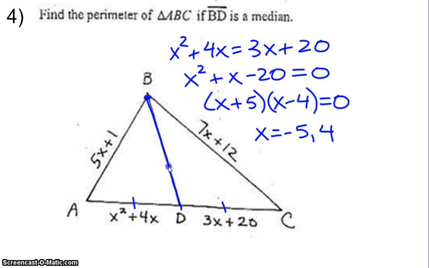Now we need to take our x values and plug them in order to find the perimeter. So if we first plug in -5 and 5x plus 1, when we plug in -5, we get a side of -24, which does not work. And because the x values have to work for all of them, then we need to cross off -5. Go ahead and now finish plugging in 4 to find the perimeter.